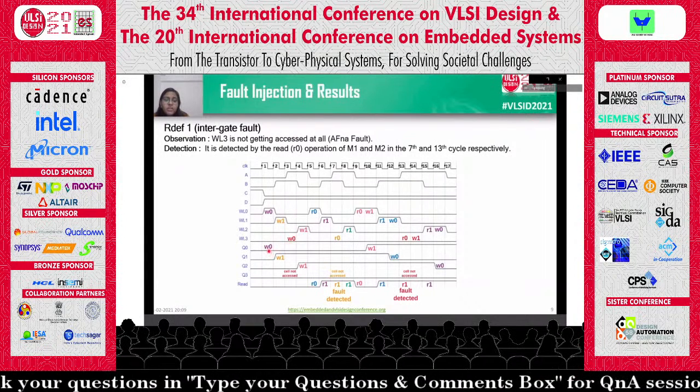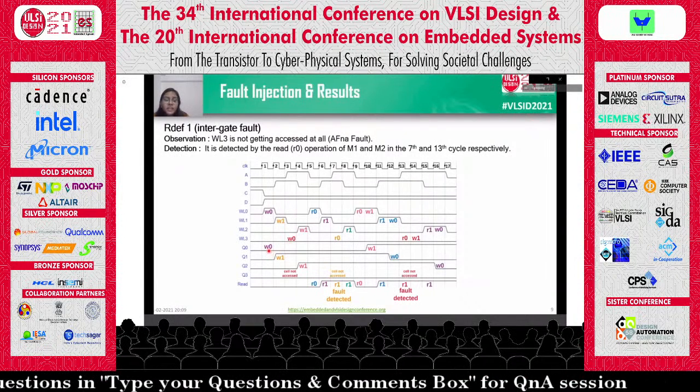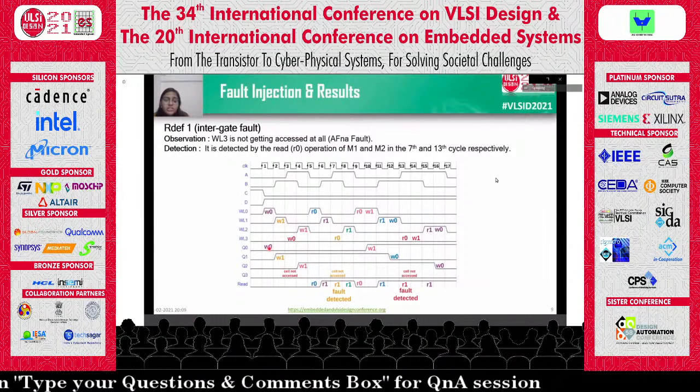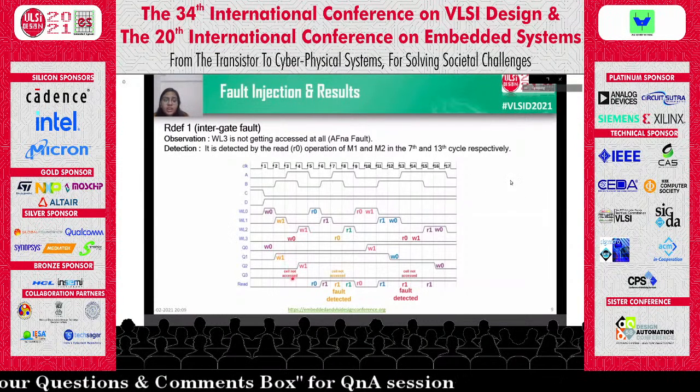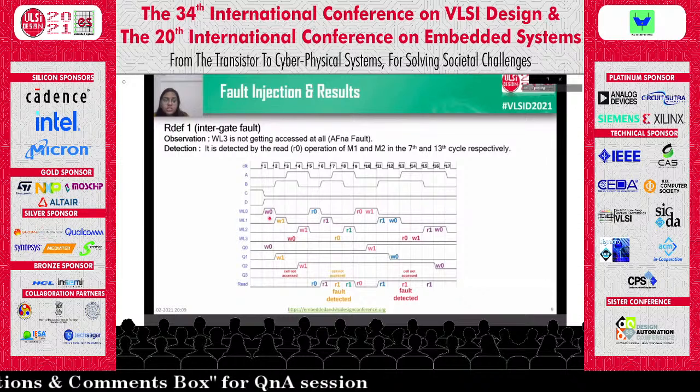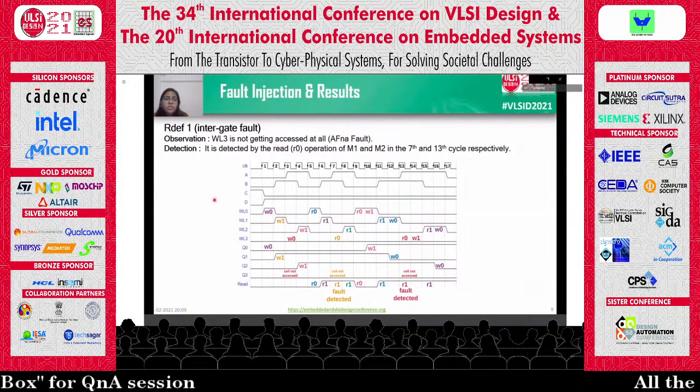But we can see from here that at the output of Q0 we are able to write 0 and write 1, but at Q3 the cell is not accessed. So this is the problem which we have injected and now detected. That cell is not accessed because of this RDF1. Now we want to detect this particular problem.